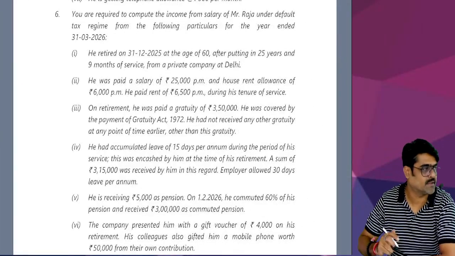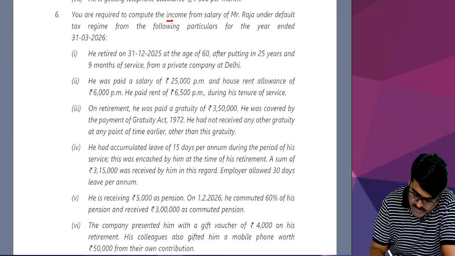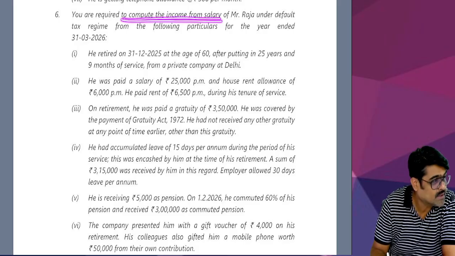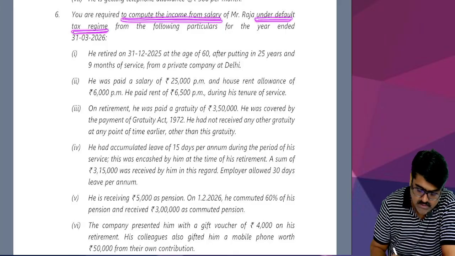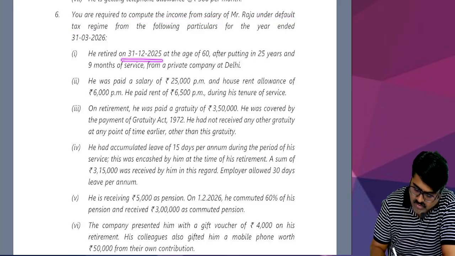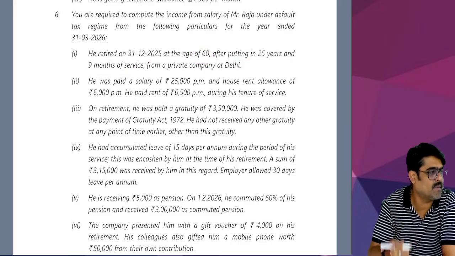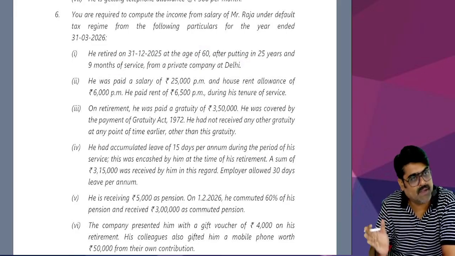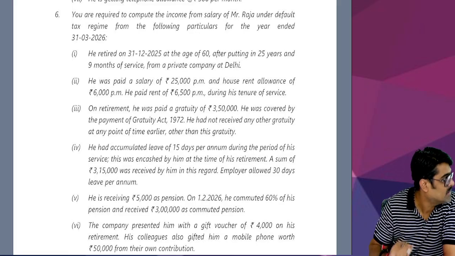Wait. Pay attention. You are required to compute the income from salary of Mr. Raja under. Now he retired on 31st December 2025 at the age of 60 after putting in 25 years and 9 months of service from a private company at Delhi. So he is not a government employee, he is a non-government employee. He is retiring in this year. So from April till December he is in employment, and on 31st December he is retiring.